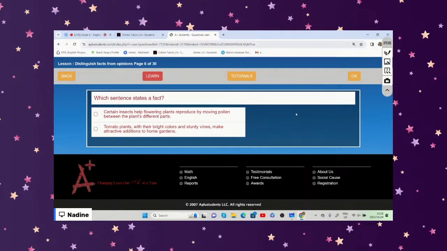And certain insects help flowering plants reproduce by moving pollen between the plant's different parts. Or tomato plants, with their bright colors and sturdy vines, make attractive additions to home gardens.